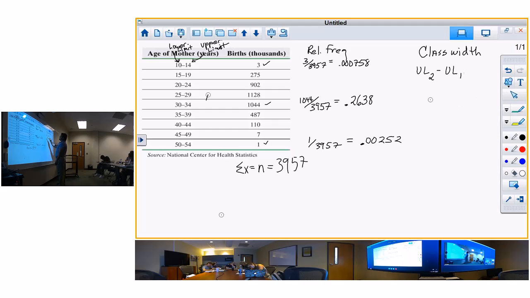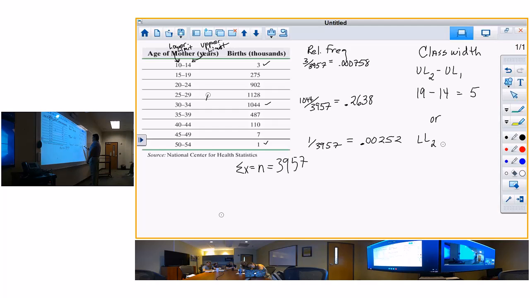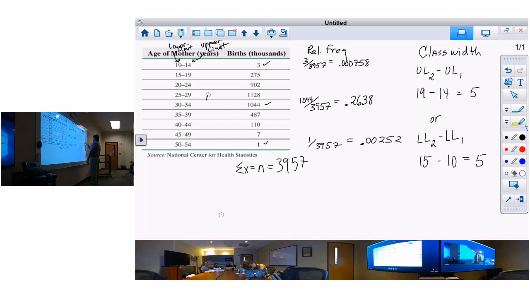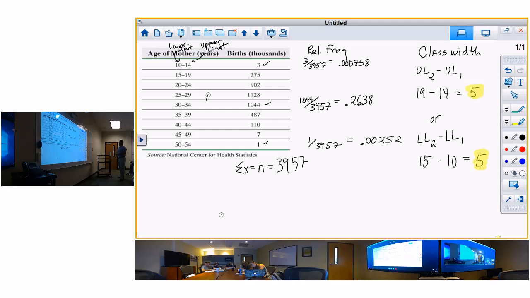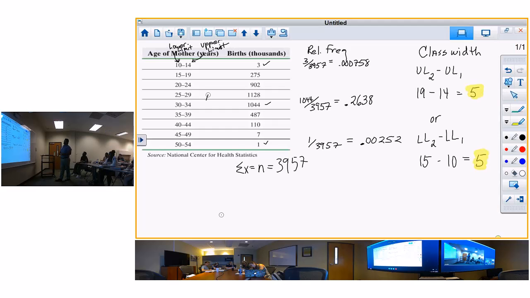So in that case, that would be 19 minus 14, which is 5. Or you could use the lower limit, second value, minus the lower limit, first value, which would be 15 minus 10, which is 5. Either way, it doesn't matter. You're going to get the same answer. Okay? And that's how you find the class width.